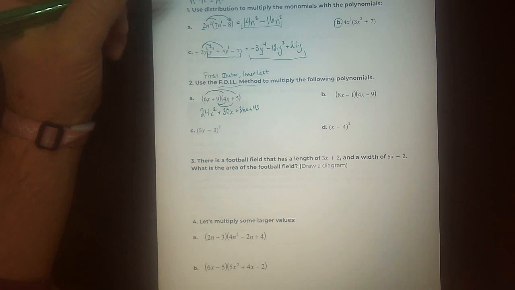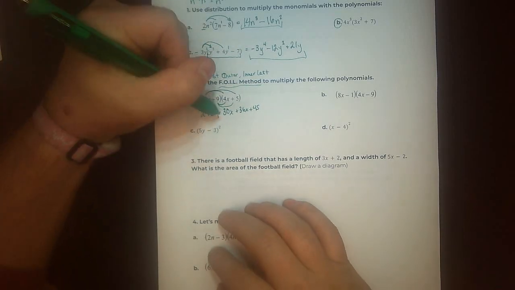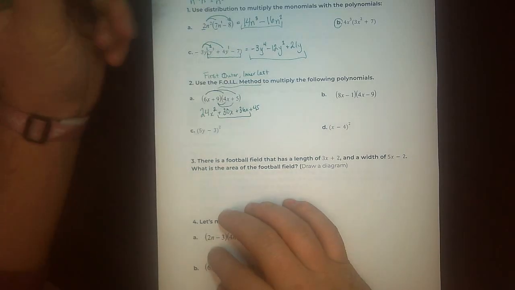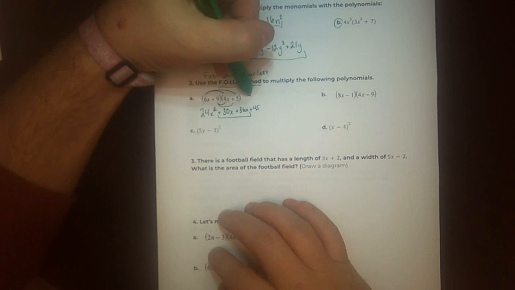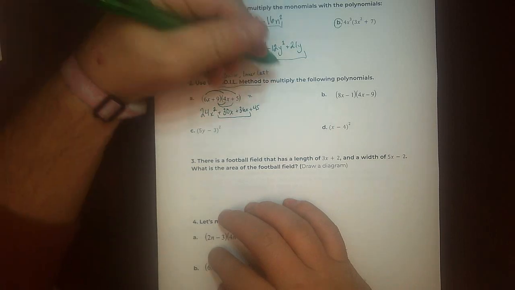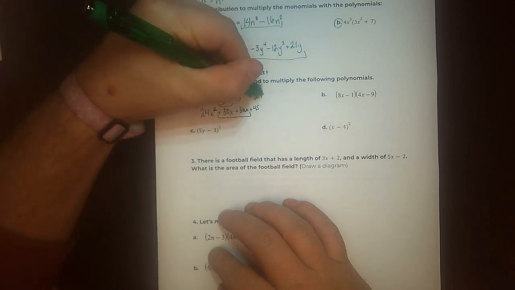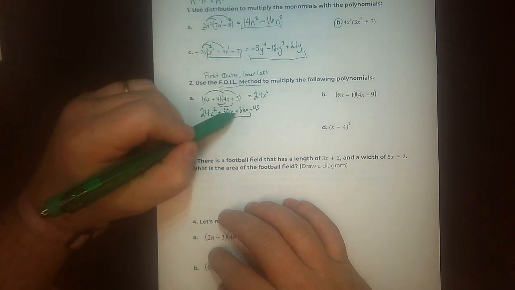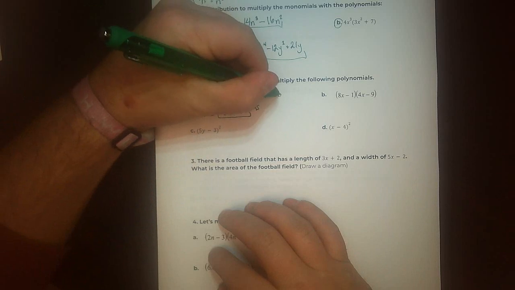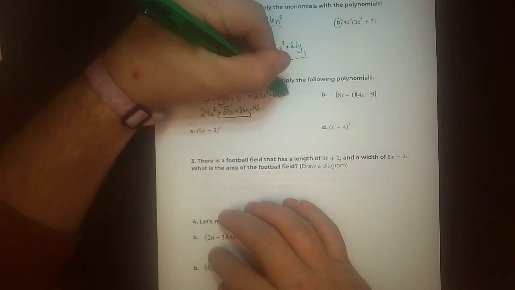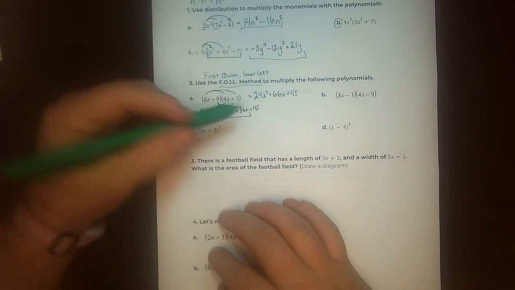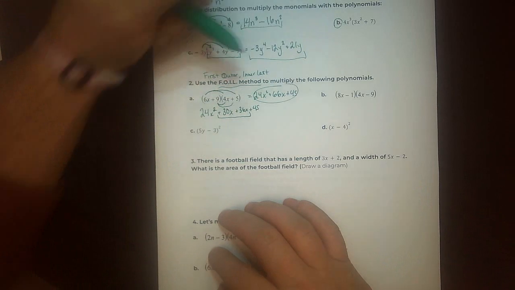Now, there's something else you'll notice, hopefully, is that we have like terms in the middle. And that's going to happen a lot. It's not going to happen every time, but it will happen quite a bit. So let's go ahead and write that simplified form up here. So 24x squared. Now 30x plus 36x is going to be 66x plus 45. And that's our final answer. Okay, and that's in standard form.